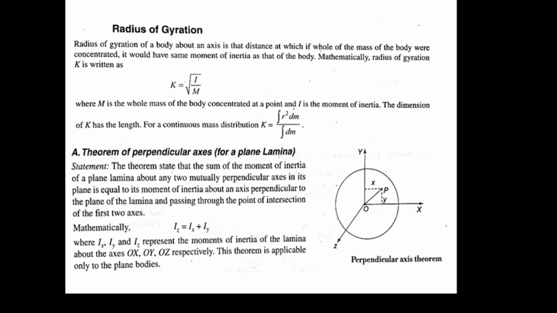So about the Ox axis there is the moment of inertia Ix, in the y direction there is the moment of inertia Iy, and in the Oz direction there is the moment of inertia Iz. The moment of inertia along the z axis is equal to Ix plus Iy. This is the perpendicular axis theorem.